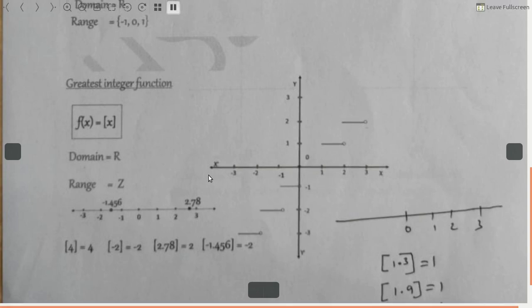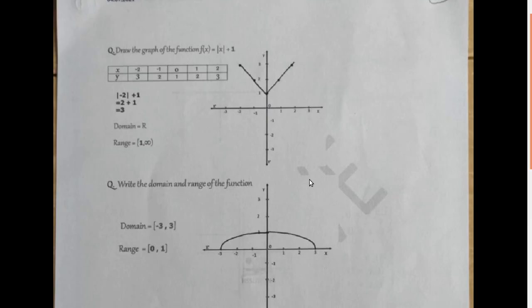So this takes the whole x-axis, which means the domain is the set of real numbers. What does the range mean? The range is the set of all integers. Why? Because the greatest integer values are 1, 2, 3 only. These are the remaining parts of the y-axis when range is considered. So only integers are needed: minus 1, minus 2, minus 3, etc. So the range is the set of all integers.